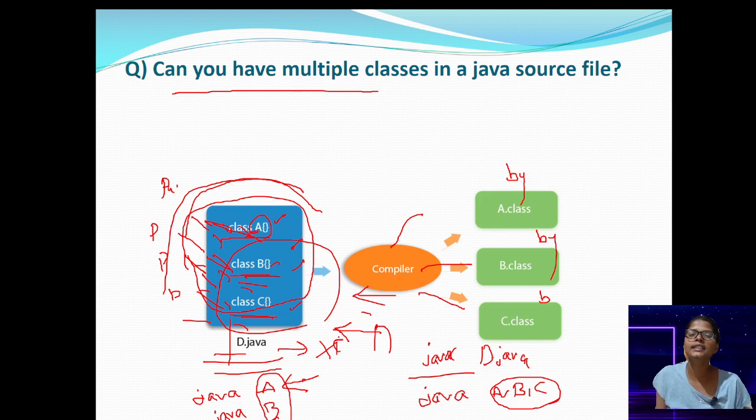This is about the internal process of a Java program. I hope you understood what happens at compile time, what happens at runtime, how to give the file name, and which class will be public. All the points we discussed. I hope that today's topic is clear.